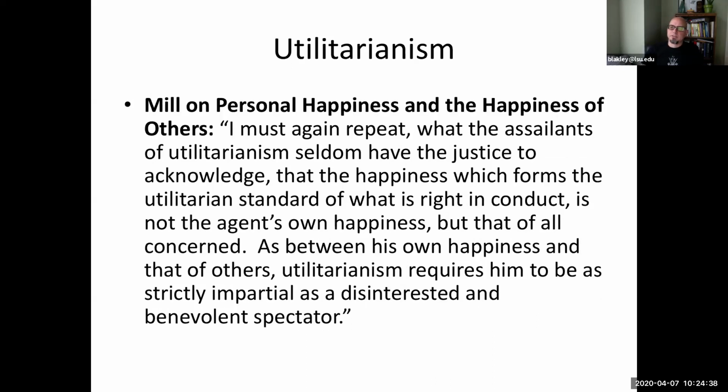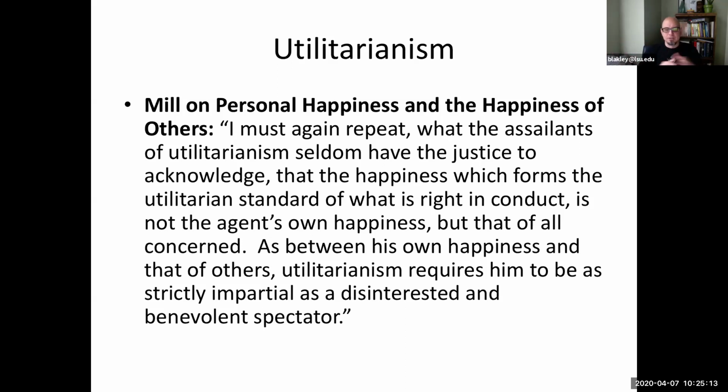Mill reiterates this notion that what's important in utilitarianism is not the individual's own happiness. It's not an egoistic theory in this regard, saying that what's most important or morally relevant is my own happiness as opposed to others. It's overall happiness. So he says, I must again repeat that the assailants of utilitarianism seldom have the justice to acknowledge that the happiness which forms the utilitarian standard of what is right in conduct is not the agent's own happiness, but that of all concerned.